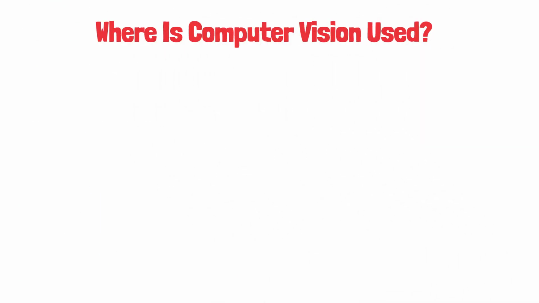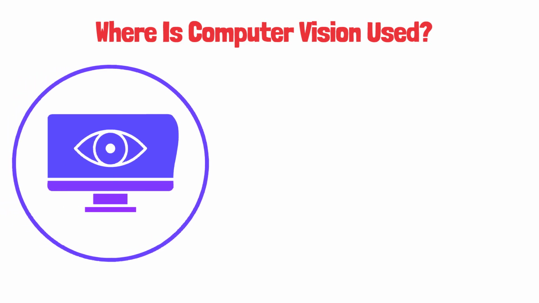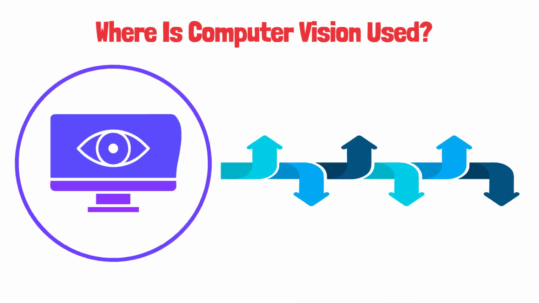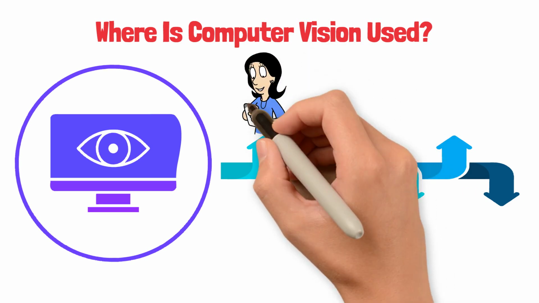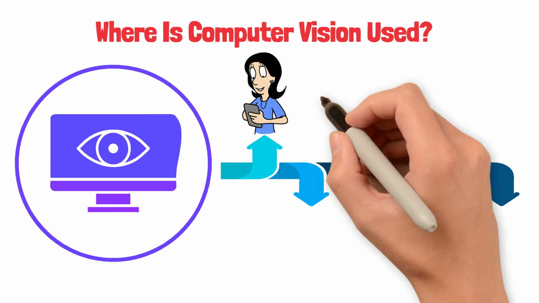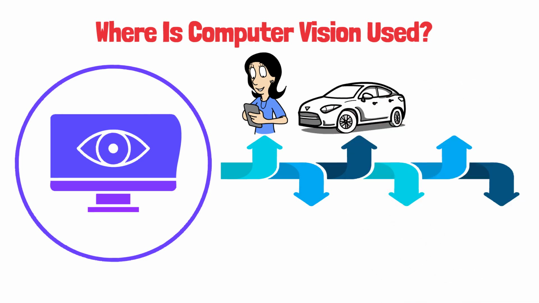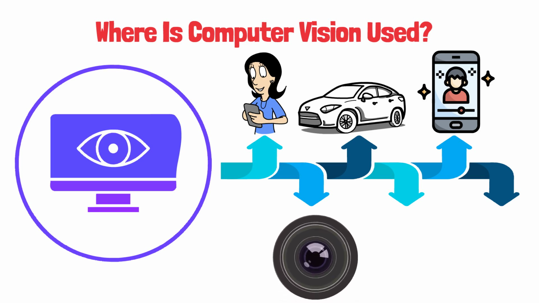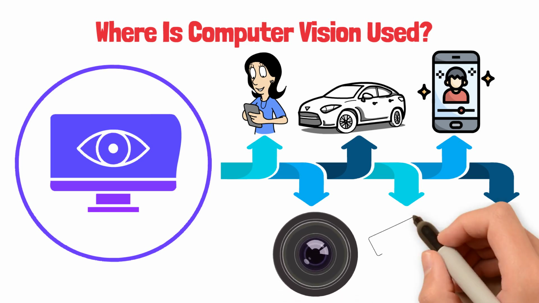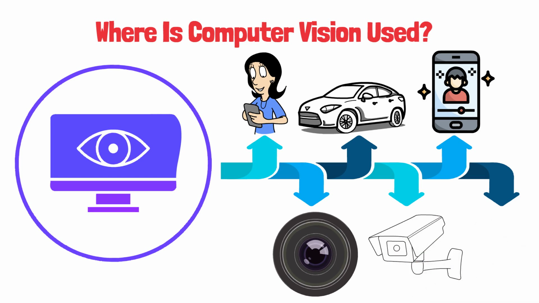Where is computer vision used? You've probably seen computer vision in action without even knowing it. Here are some fun examples. Face unlock on your phone. Your phone sees your face. Self-driving cars. The car sees traffic signs, people, and other cars. YouTube or TikTok filters. They know where your eyes and mouth are. Google Lens. Take a picture of a flower and it tells you the name. Security cameras detect if someone is entering a room. Even robots in factories use computer vision to find and pick up objects.